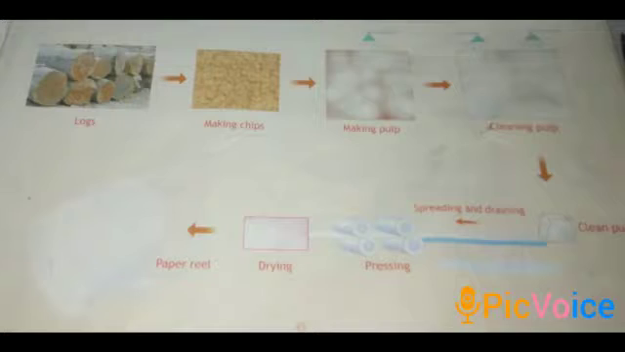Children, there are different steps to make paper. First, these things are made into small chips. We know paper is made from wood, bamboo and other grasses. These things are made into small chips. Then the chips are mixed with water and other things and ground into a paste.